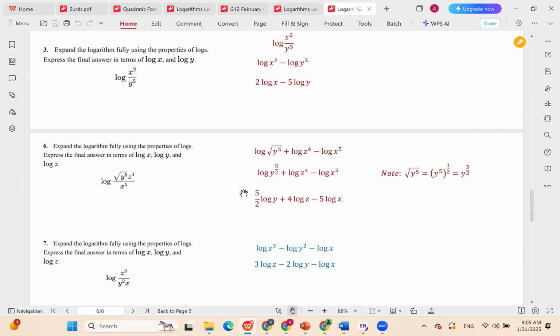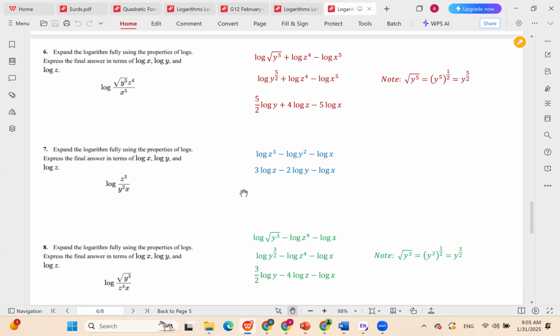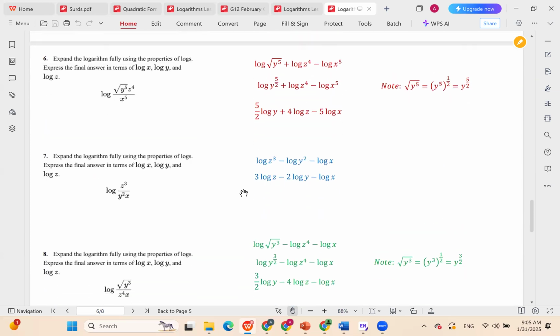So we're going to move on to harder problems now. For example 6, we are given 3 terms, not 2. So we have log root y power 5, z power 4 over x power 5. Anything in the numerator gets a plus, anything in the denominator gets a minus. So the first step is log root y power 5 plus log z power 4 minus log x power 5.